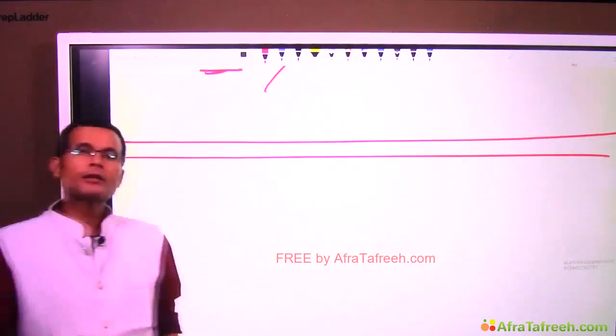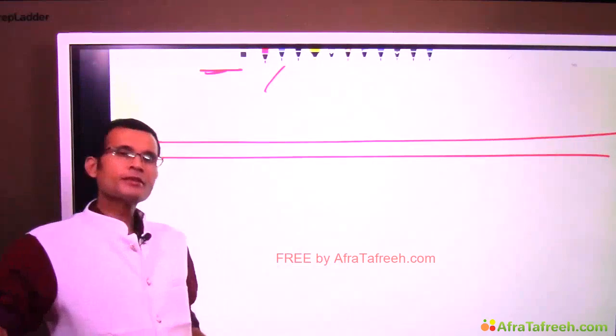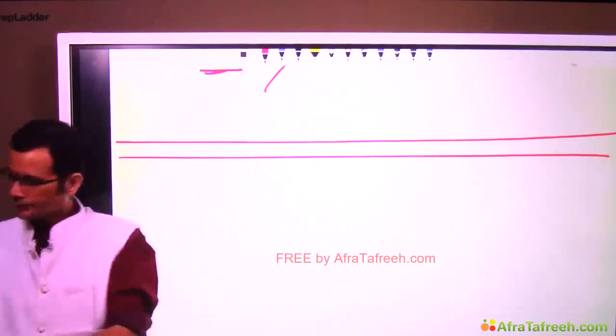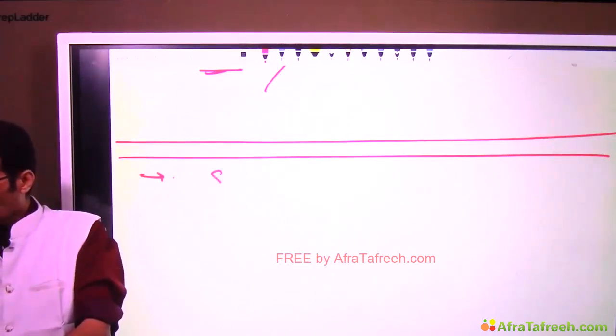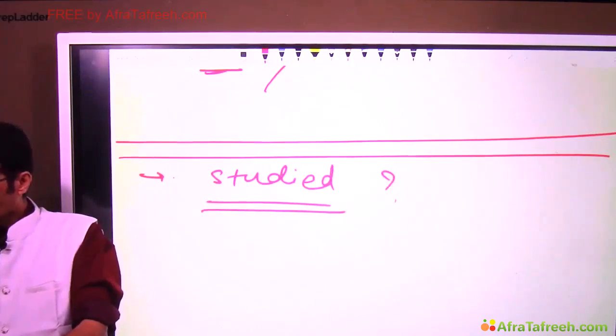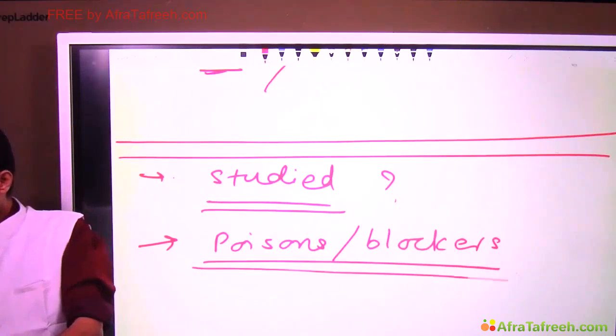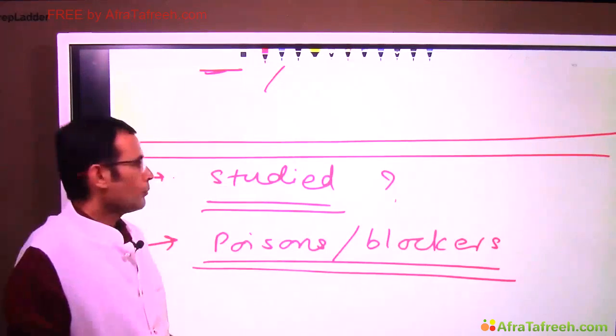That was, in a nutshell, the various types of channels. Now I want to discuss two more things related to the channels. How are the channels studied? And what are the poisons or blockers of the channels?